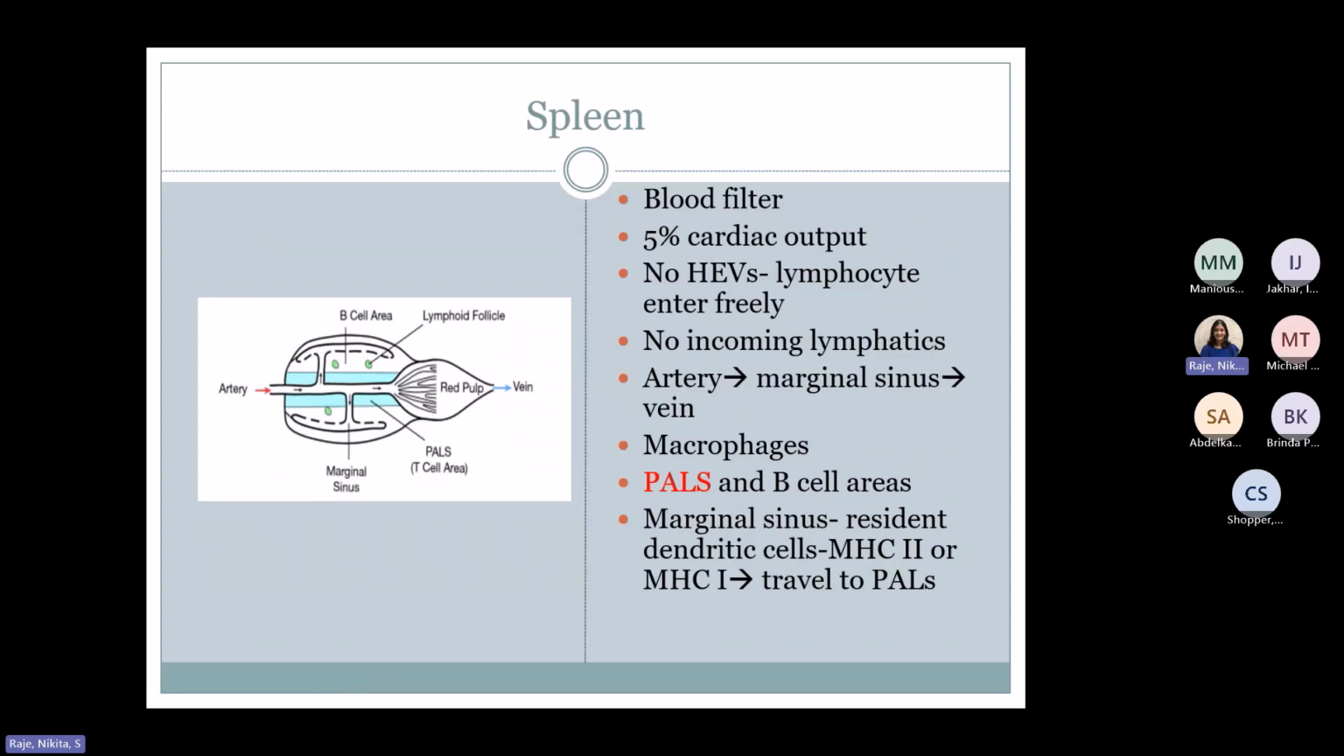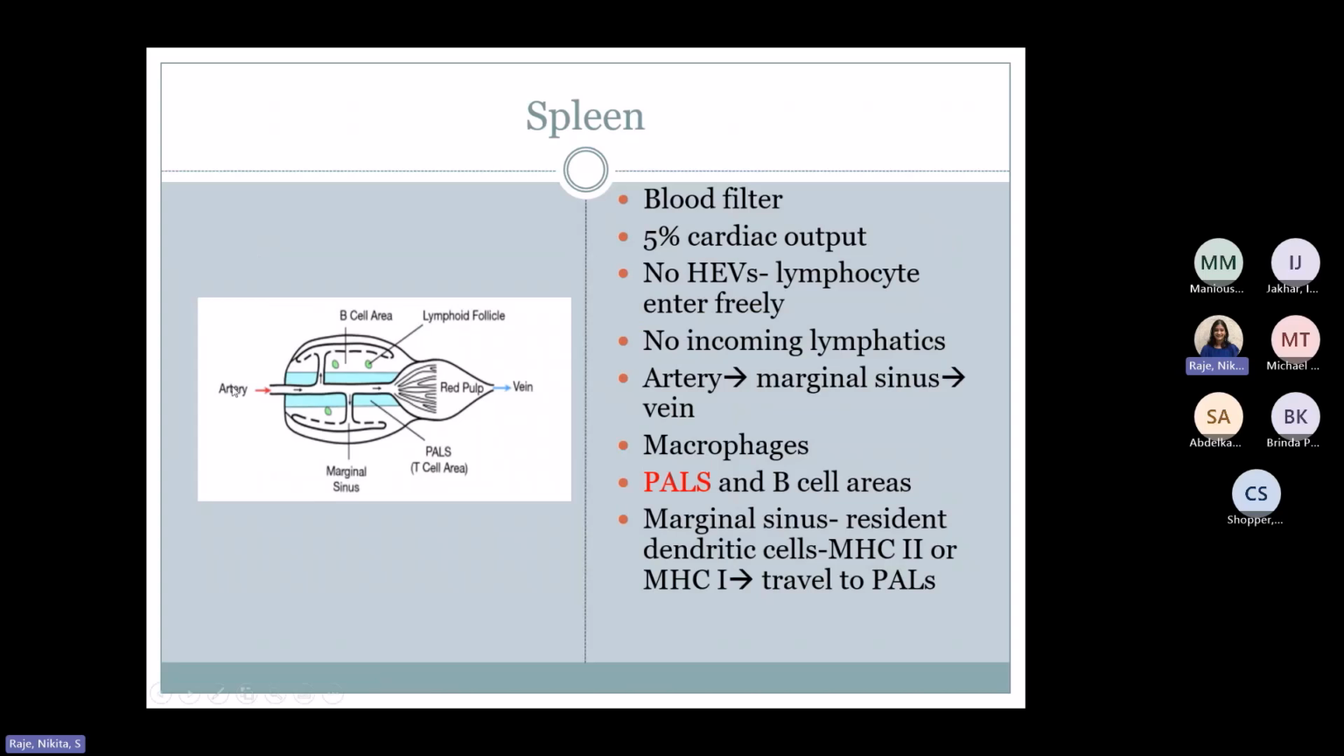Spleen is another one. It's a blood filter. 5% of the cardiac output is moving through the spleen all the time. There are no HEVs, so the lymphocytes are just entering freely. It's a blood filter, so the blood is just flowing freely, and so the lymphocytes are entering the spleen all the time. They do not need HEVs. There are, again, no incoming lymphatics because it's the blood that brings in the antigen.